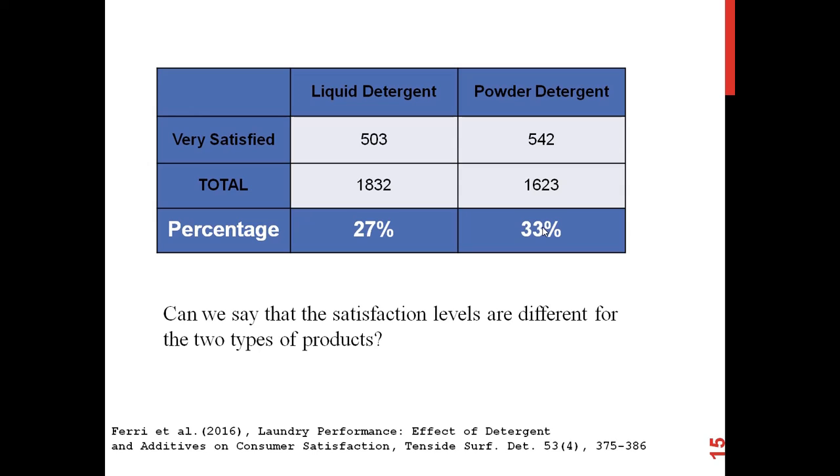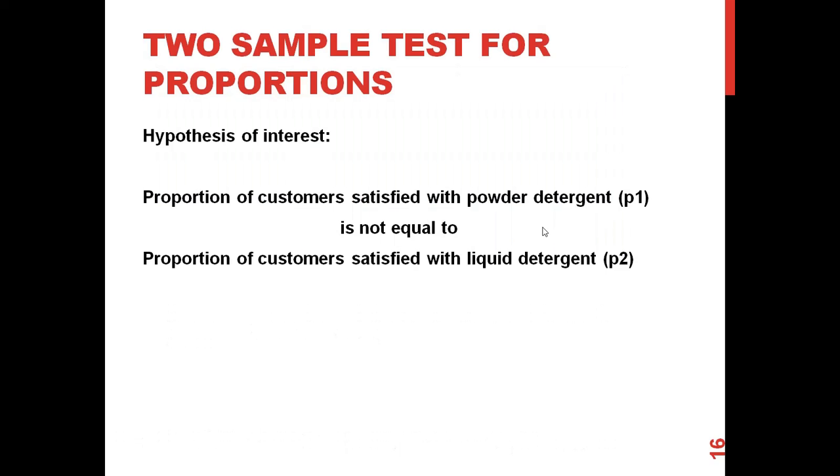So now we would like to see whether the satisfaction levels are different for these two types of products, liquid detergent and powder detergent. As of now, in the current sample, that seems to be the case. 27% of people said they are happy with liquid detergent, 33% say they are happy with powder detergent. So in the present sample there is a gap of 6%, but we need to check whether this gap of 6% is actually significant, meaning is there really a gap, or is it occurring just by coincidence in this particular sample.